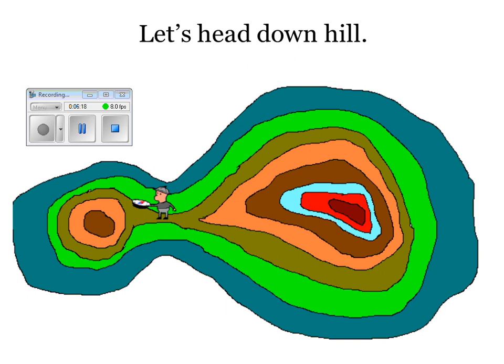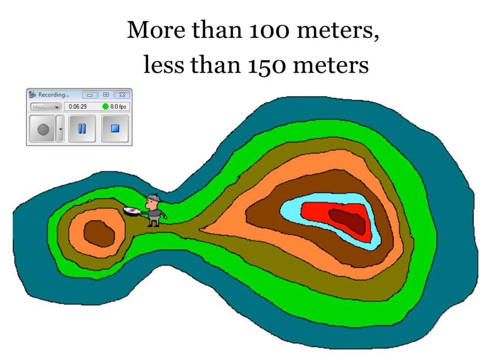Whee! And now he's in that ugly green color. So what's the elevation of the ugly green color? More than 100 meters, but less than 150 meters. Because here's 0, 50, 100. Yep, there's no 150 though, so he's somewhere above 100, but lower than 150.